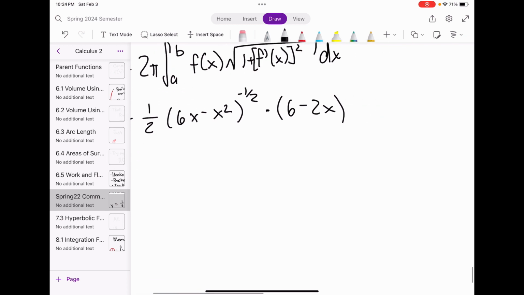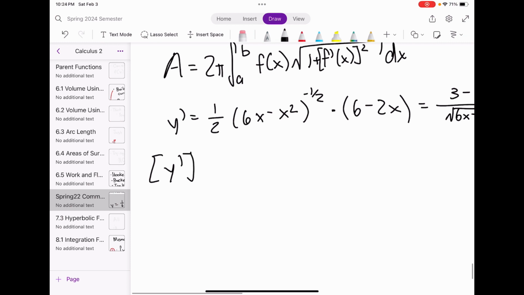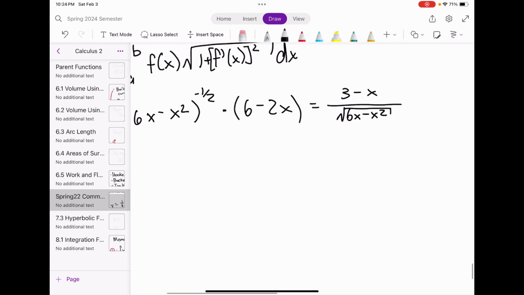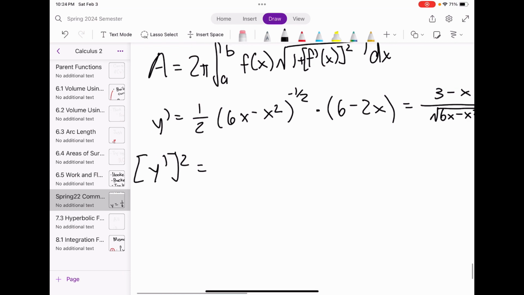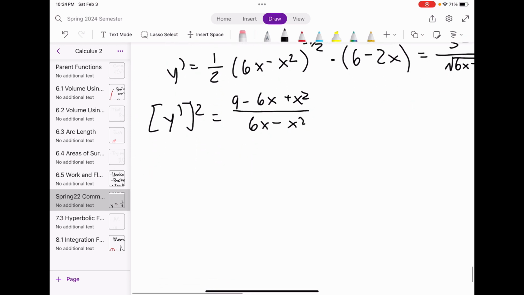Right? I can rewrite this just to be a little nicer. 3 minus x over the square root of 6x minus x squared. Right? And now we're going to square this. Y prime squared is equal to, okay, so we have 3 minus x on the top. So you have 9 minus 6x plus x squared over, and we'll just remove that square root down there. Squared. And then let's add that 1.